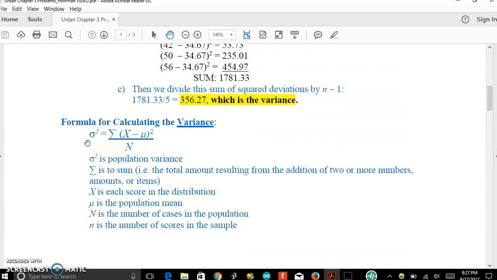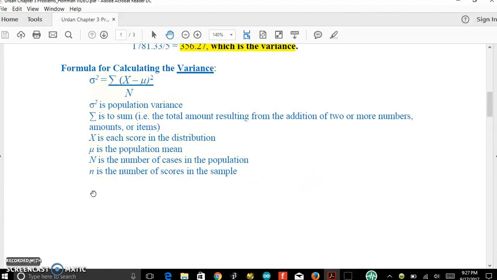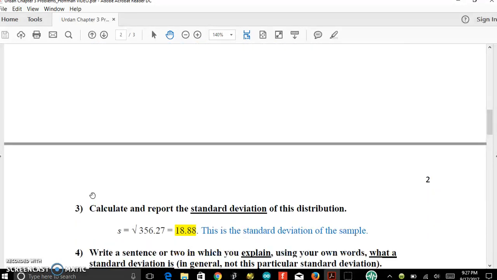And here I wrote up the formula for calculating the variance for you. So here we have the population variance, which equals the sum of each score in the distribution minus the population mean squared, divided by n, or the number of cases in the population. And here are the symbols and their meanings for you for calculating the variance.